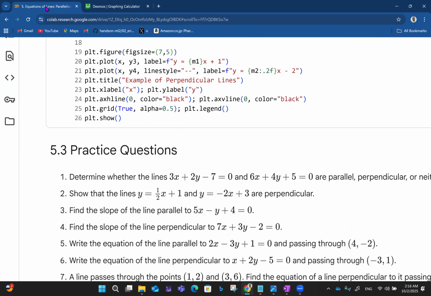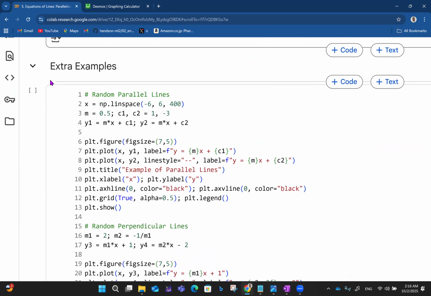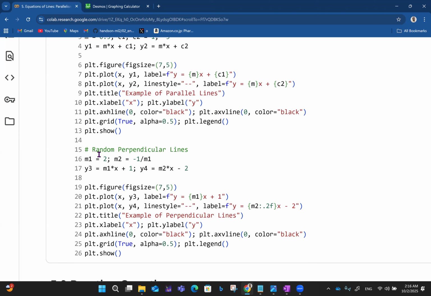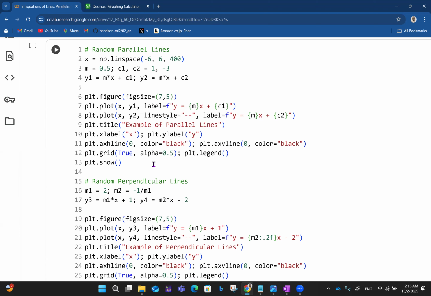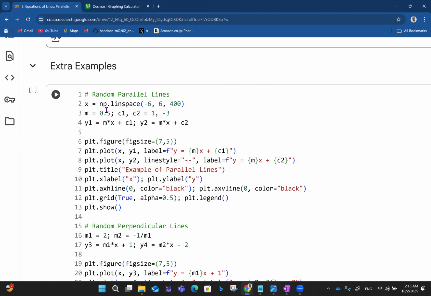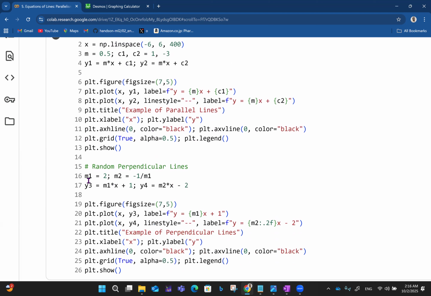Then we can consider extra examples. Here we have two lines with slope 0.5, and intercepts c1, c2 being 1 and minus 3. So we have two random parallel lines, and we also have random perpendicular lines. We have m equals 0.5 because they are parallel, so the slopes are the same. So we have slope 0.5 for two different lines with two different intercepts, 1 and minus 3. And for perpendicular lines, we have m1 is 2, then m2 will automatically be minus 1 over m1. And then we have y3 and y4.